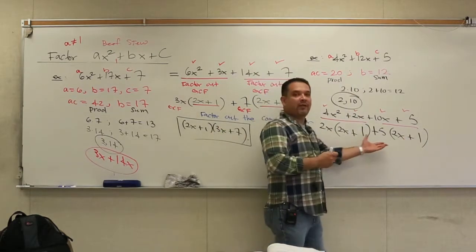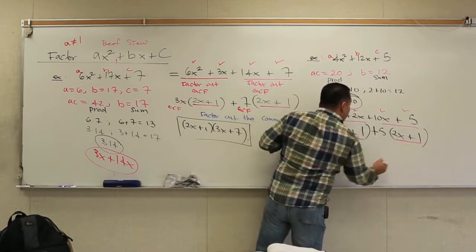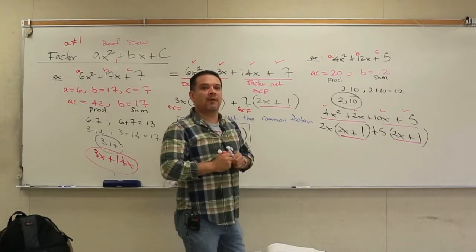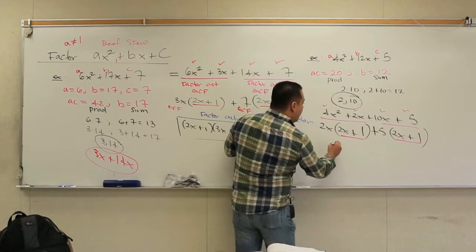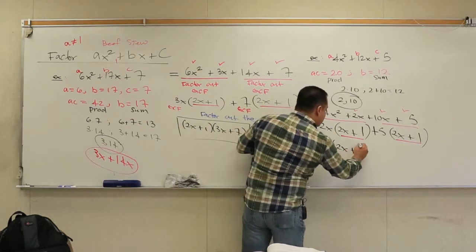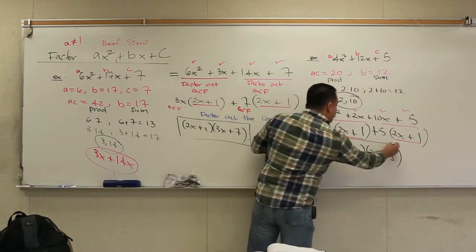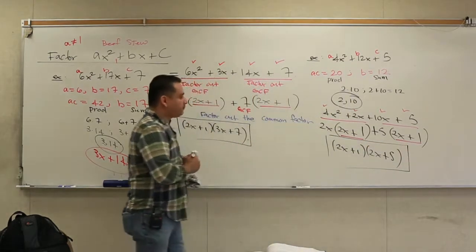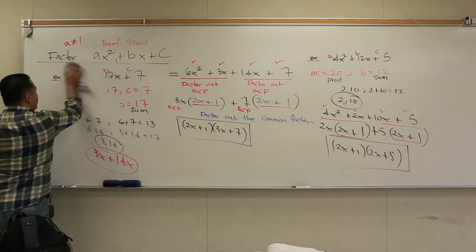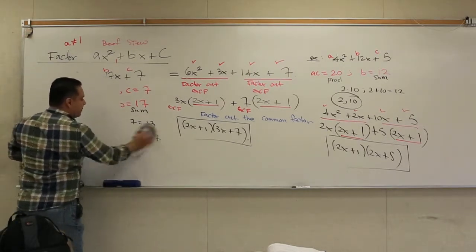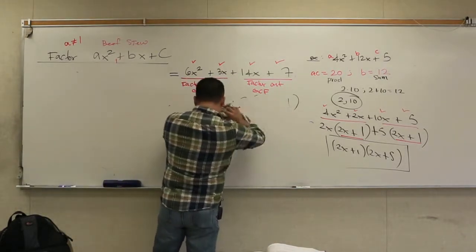What comes next in this process? You factor out the common term. Do you guys happen to notice what's common? Yes. Now, final answer is what? 2x plus 1 times. You guys are doing the beef stew recipe. That's beef stew.